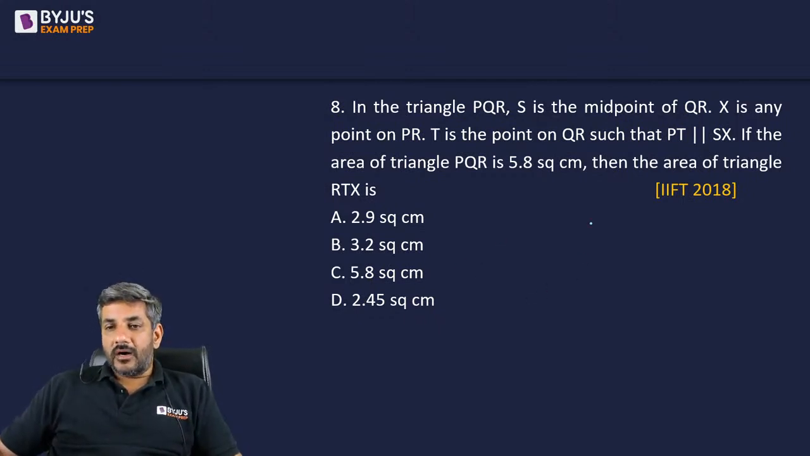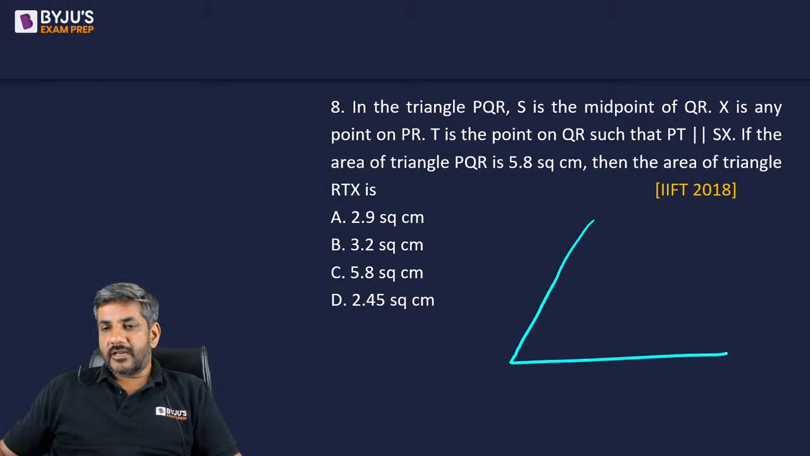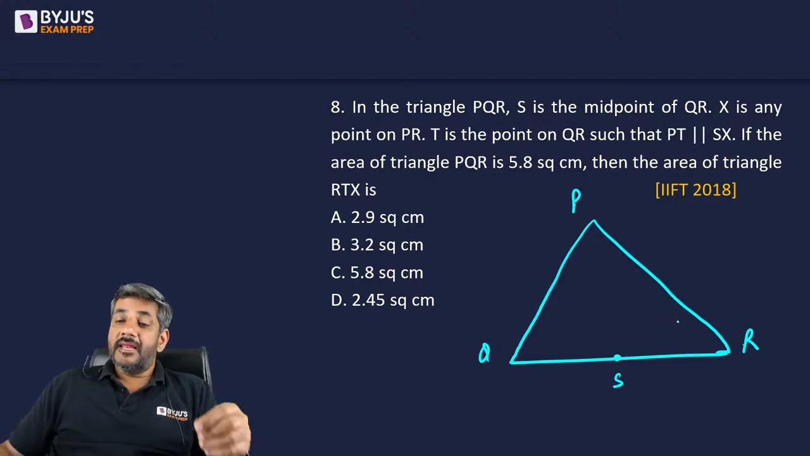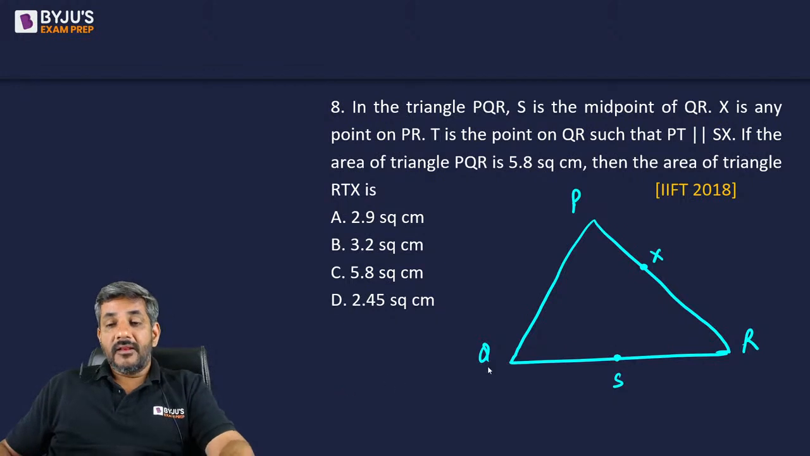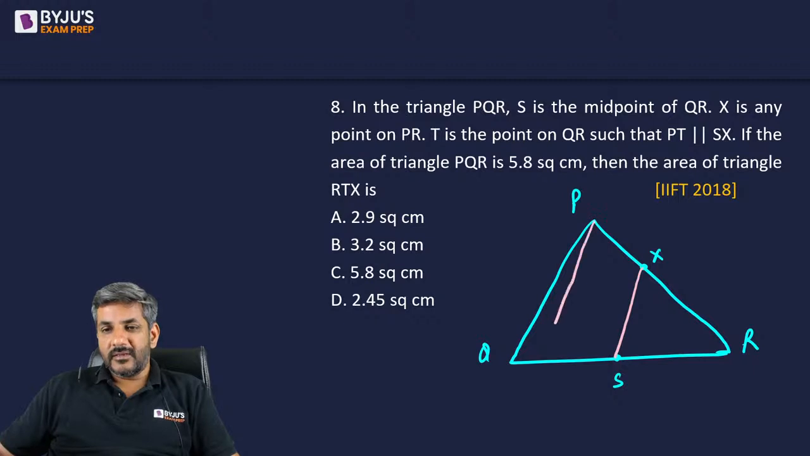In the triangle PQR, so let me make a triangle first. So this is the triangle that we have. PQR. S is the midpoint of QR. X is any point on PR. Let us say X is a point on PR over here. T is a point on QR, T is a point over here, such that PT is parallel to SX. That means if this is SX, PT should be parallel to this. So PT should be something like this. PT is parallel to SX. This is what the question says.